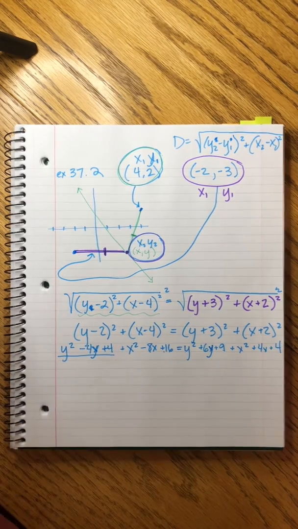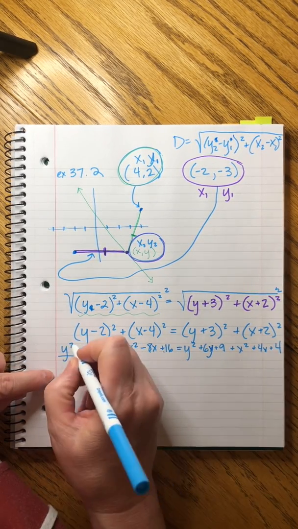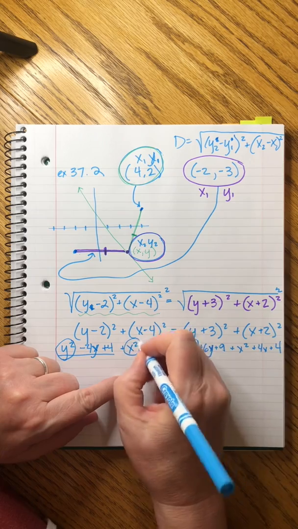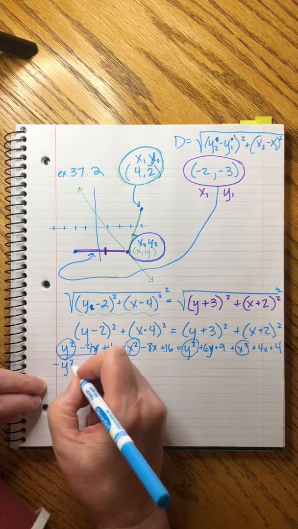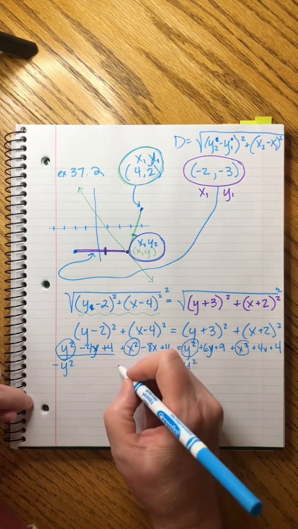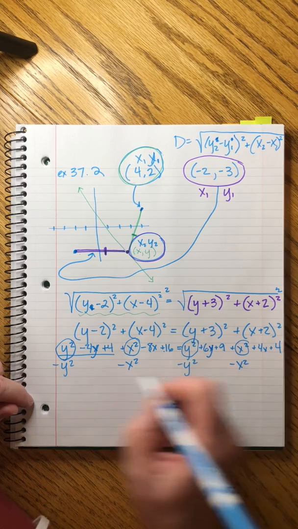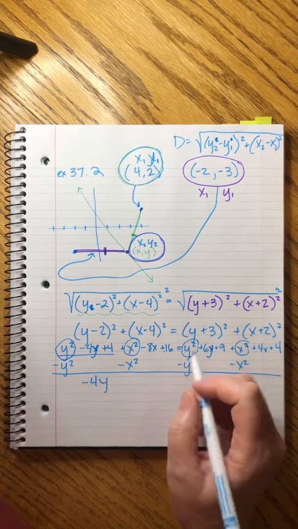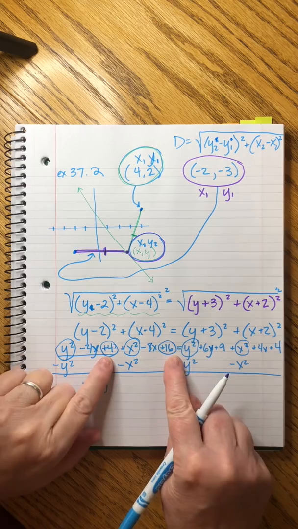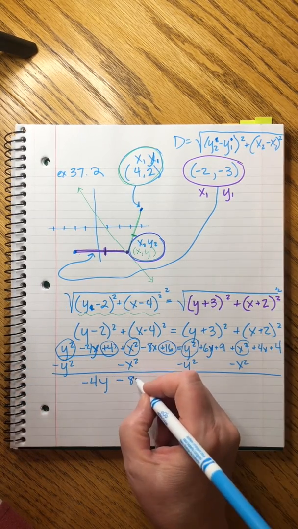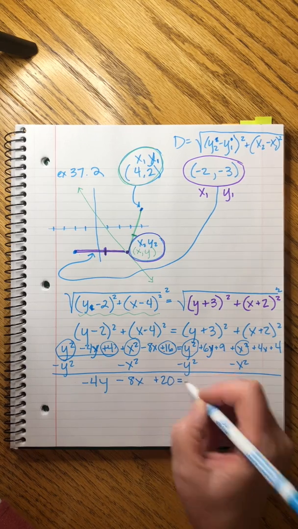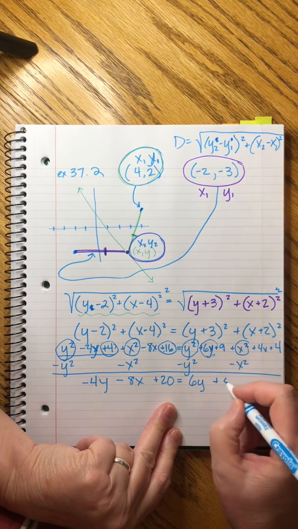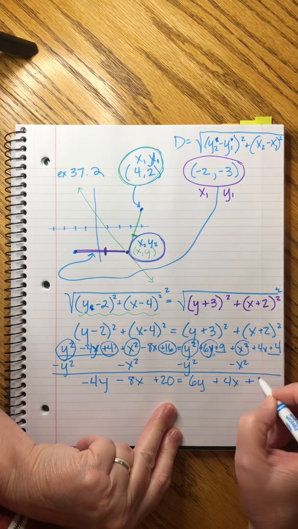Now, we need to simplify this mess, don't we? So let's take care of the fact that we have a y squared on both sides and an x squared on both sides. If we subtract y squared from both sides, we clean all that up. And if we subtract the x squared from both sides, we clean all that up. So now we're left with minus 4y, and then let's add the like terms. I'm going to do minus 8x plus 20 equals 6y plus 4x plus 13.